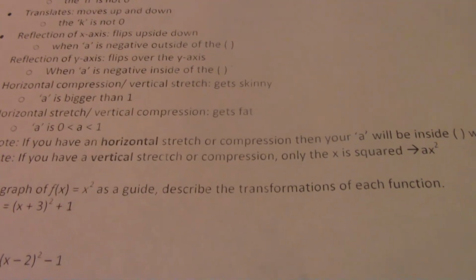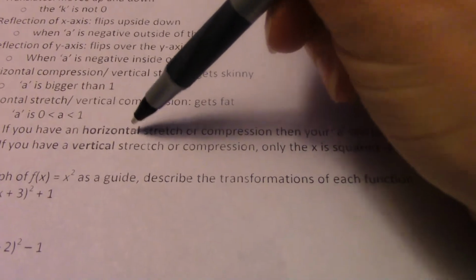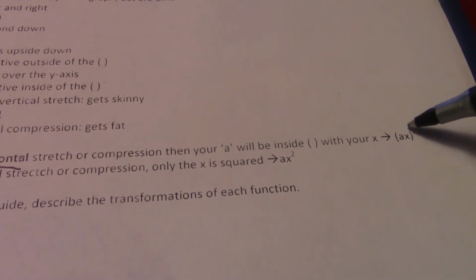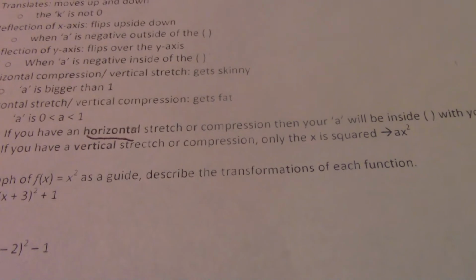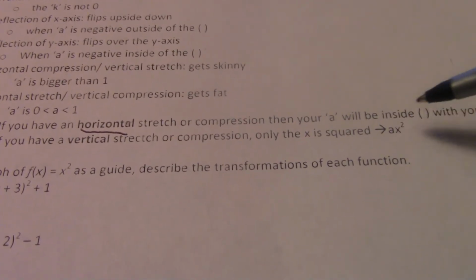Now, if you have a horizontal stretch or compression, if it's horizontal, that's the key word, then your a will be inside the parentheses beside your x, so it'll look just like this. If you have a vertical stretch or compression, only the x is squared, so your a is not inside parentheses with that.